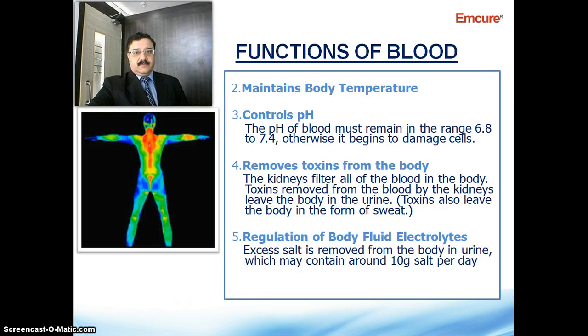So, further to this, we have other functions of blood: they maintain the body temperature, control the pH, and remove toxins from the body with the help of your kidneys. Well, the kidneys act as organs for filtration. Toxins also leave the body in the form of sweat. The regulation of body fluid electrolytes is also one of the important functions of blood. Excess of salt is removed from the body in the urine, which may contain approximately 10 grams of salt per day.